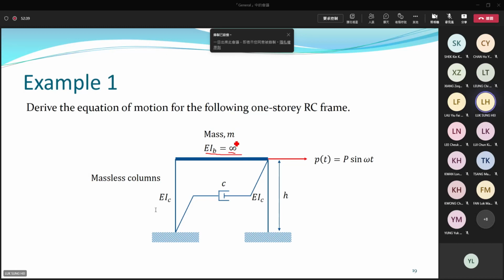The mass on the top is equal to m. We have a mass here, the mass equal to m. The column is massless. You can ignore the mass of the column. This is normally what we assume for a single degree of freedom system. The column stiffness is EIc for each column. The height of the column is h. Assume that this single-story structure is under one dynamic force, a sinusoidal force, a sine force. If you plot the function of this loading, P versus t, you can see that it is a sine force.